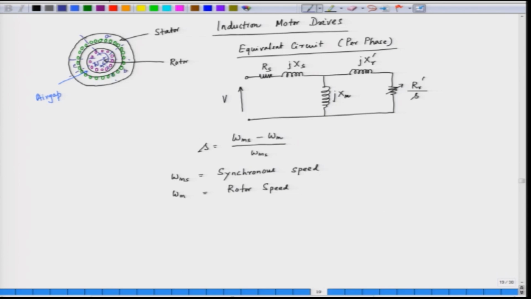The stator has phase A, phase B, and phase C, and the stator produces a rotating magnetic field, and the rotating magnetic field rotates at a speed which is omega m s. So, this is omega m s. Omega m s is the speed of the rotating magnetic field.